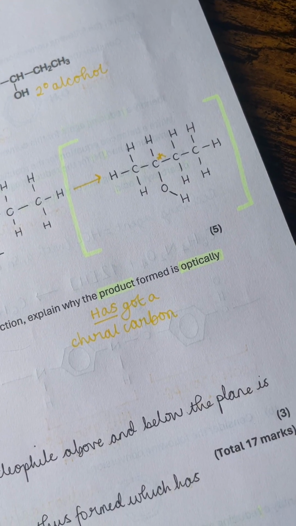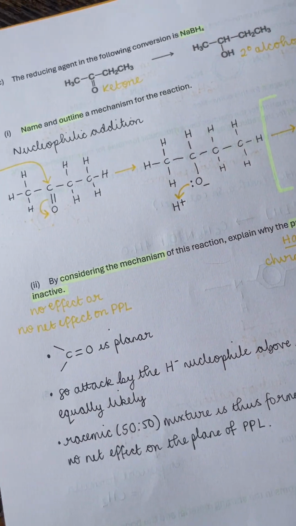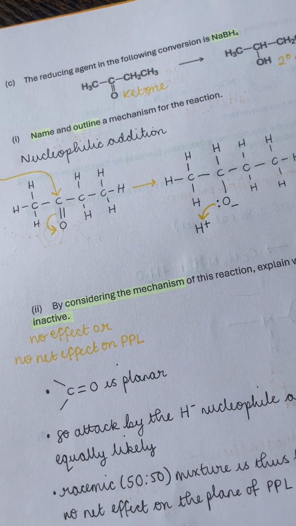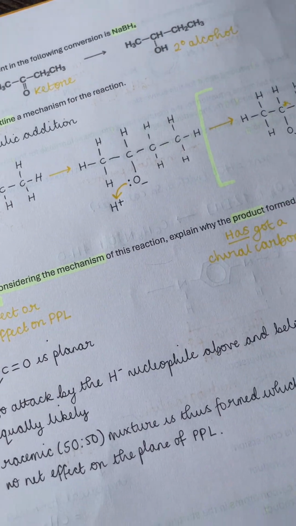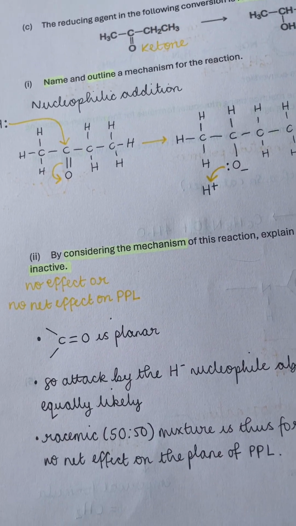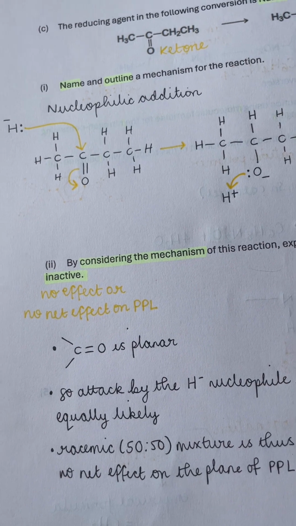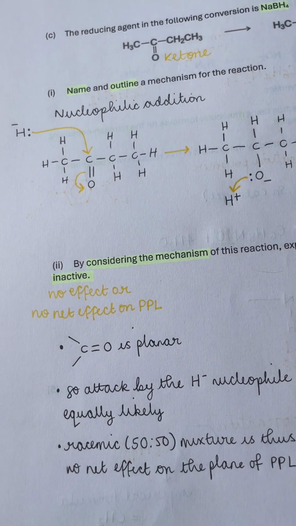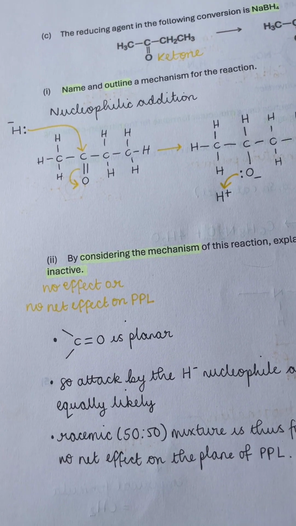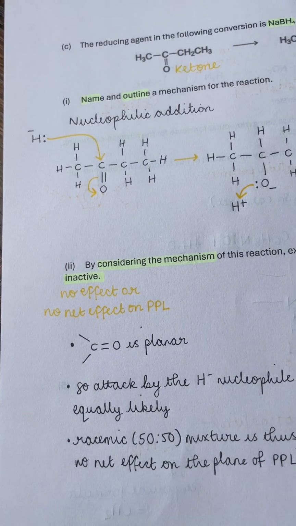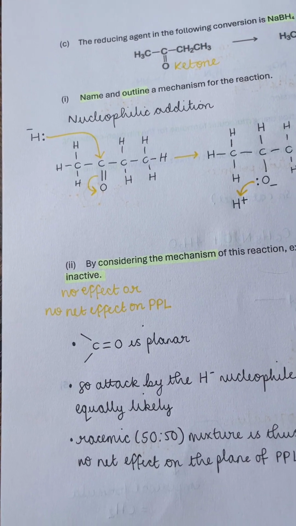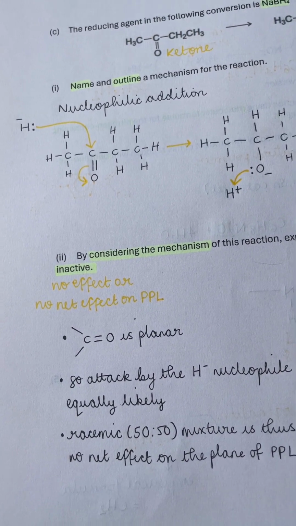The reason I drew it is because it links into our next question, which is asking us to, by considering the mechanism, explain why the product formed is optically inactive. Now, there's two reasons why a product may be optically inactive. It might have no chiral carbon, which means it would have no effect whatsoever on plane polarized light because there would be no optical isomers that we could even draw. Or it can be optically inactive by showing no net effect on the plane polarized light because we do have a chiral carbon and we do have optical isomers, but those optical isomers are made in an equal amount, so we don't see that net effect.